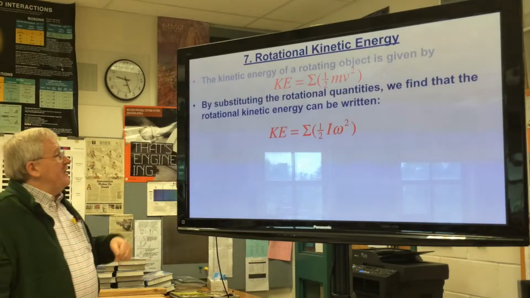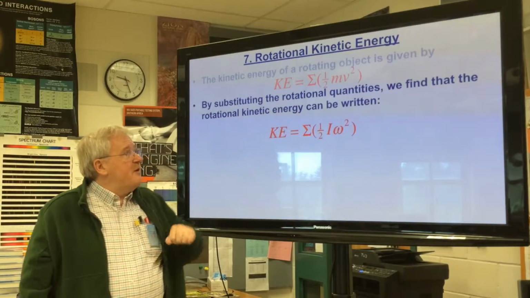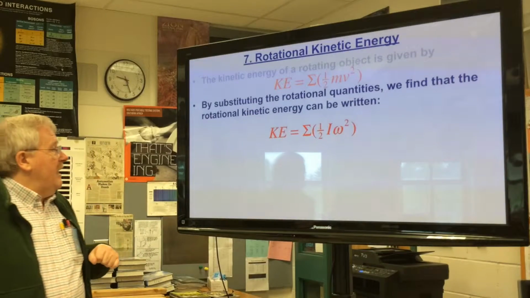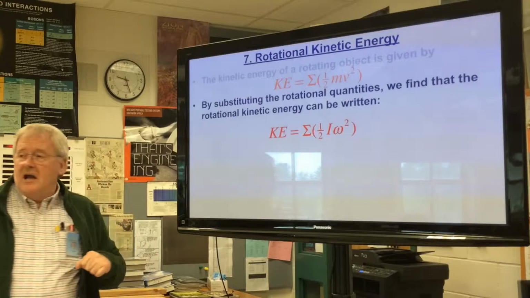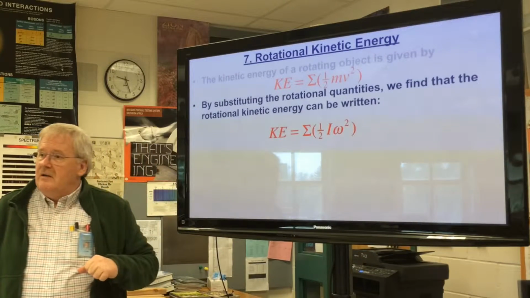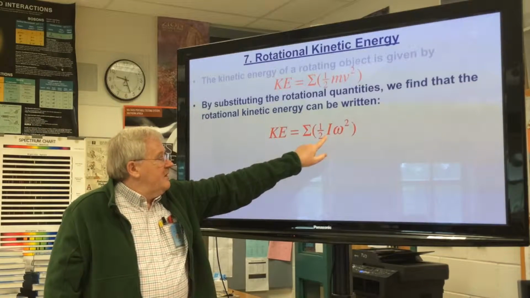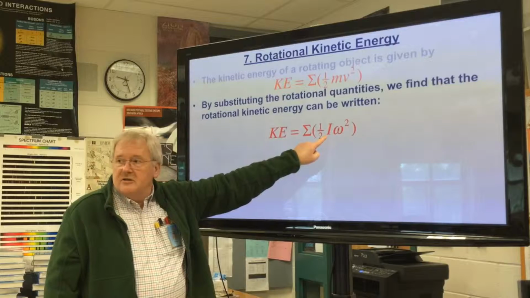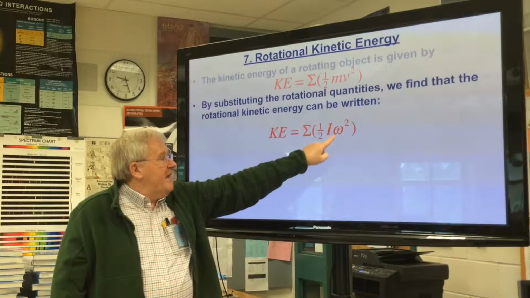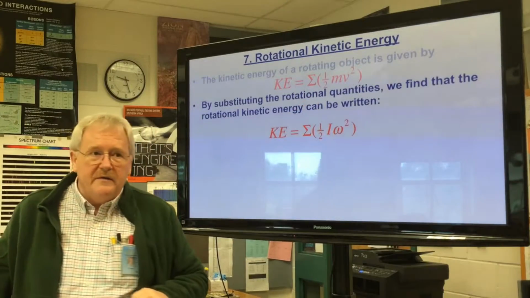If we substitute in the rotational quantities for each of these, because you know that there's a relationship between v and omega, and between m and r and I, we come up with this. Right? Looks very similar. Because this is the rotational inertia, right? The moment of inertia. This is the angular velocity. Corresponds very well with the one that we already have seen before.